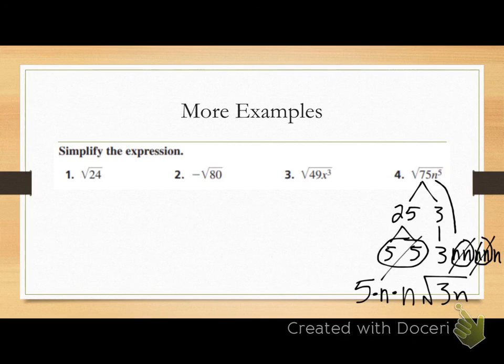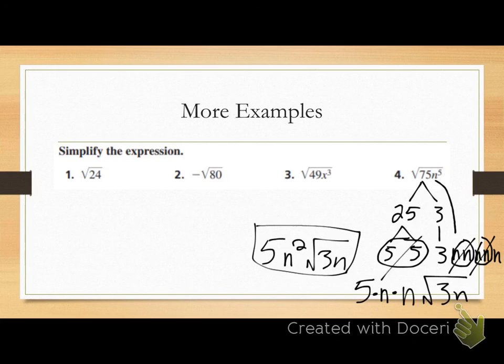Okay, what's 5 times n times n? Remember, when we're multiplying something with the same base, what do we do with the exponents? Add. So what's 1 plus 1? 2. So I'd get 5n squared times the square root of 3n. Questions there?